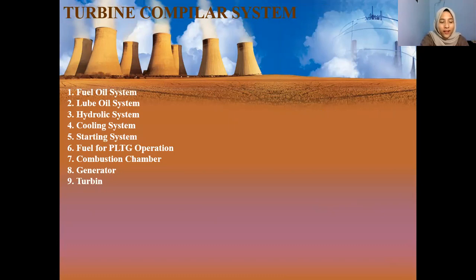Number 2, lube oil system. Lubrication systems are used to lubricate the gas turbine and generator bearings, and also to supply oil to the hydraulic system at the main stop pump EUP. The main stop pump EUP starts to supply oil to the gas turbine and generator bearings. Then the gas turbine is rotated at turning gear speed at 3 RPM.